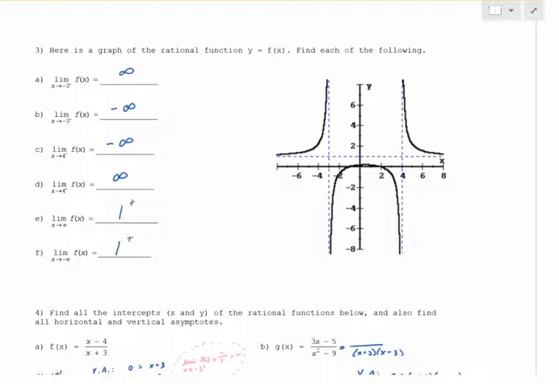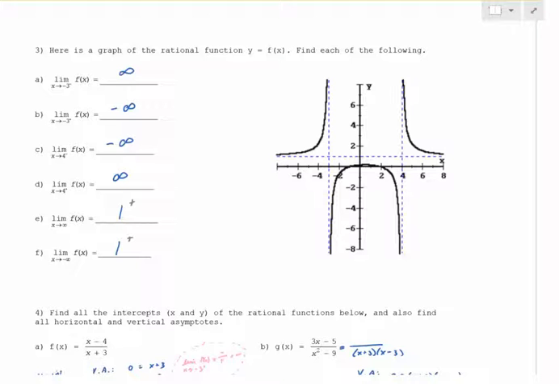X equals -3 on this dotted line. You see it right there? That's x equals -3. So as you approach from the left, what does the function do? It spikes up. So it goes to positive infinity. As you approach -3 from the right, if you were on the function and the x coordinate was going towards -3 from the right, what happens? It goes down. So it's going to be negative infinity.